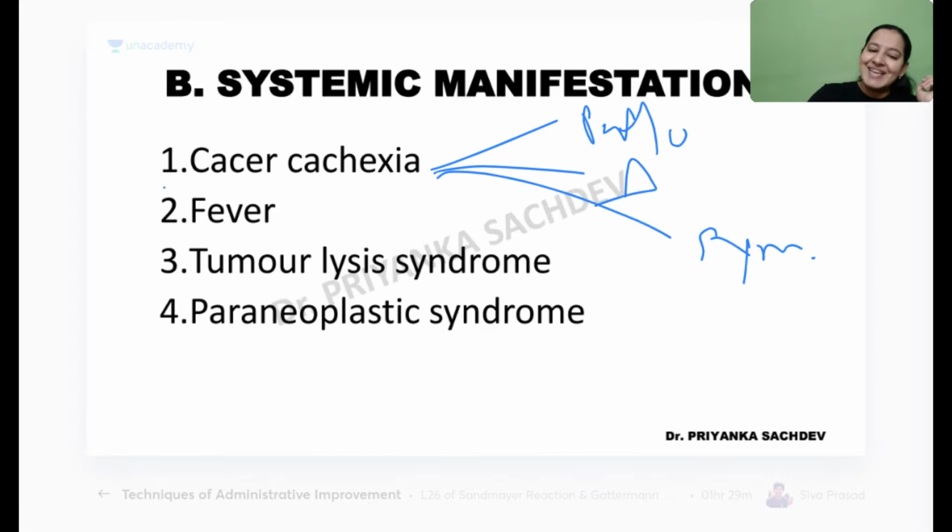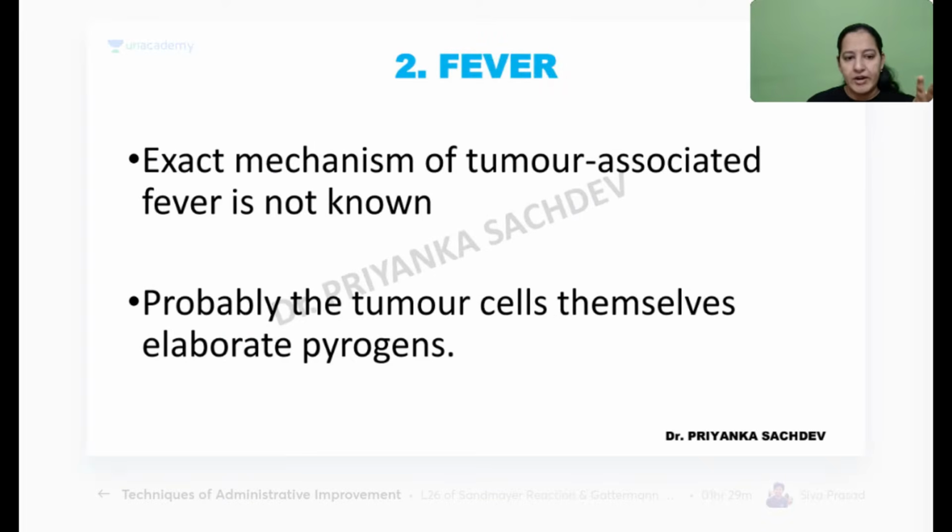Okay, done. So cancer cachexia is over. Coming to the second symptom of neoplasia, that is fever. Now we know what fever is. Rise in body temperature is known as fever. We already know it. The exact mechanism of why tumor-associated fever occurs is not known, but there are some probable theories. It is caused by some pyrogens. Pyrogens are secreted by the tumor cells.